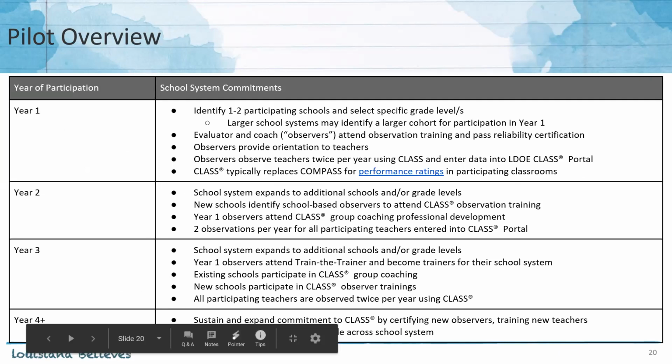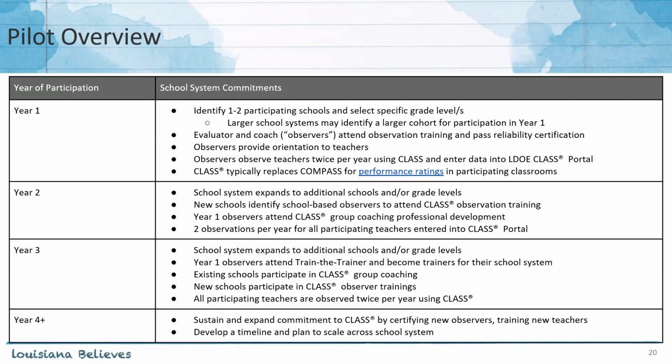This table gives us an overview of what participation in the pilot looks like. So this would be helpful for anyone considering expanding or joining. Starting in year 1, the primary focus is on training and professional development. Typically, observations are conducted twice per year, once in the fall semester and again in the spring semester. There's also a conversion chart available to convert class scores into Compass scores, and it's linked there where it says performance ratings, so that you can convert that into teacher performance ratings if you wish to do so.